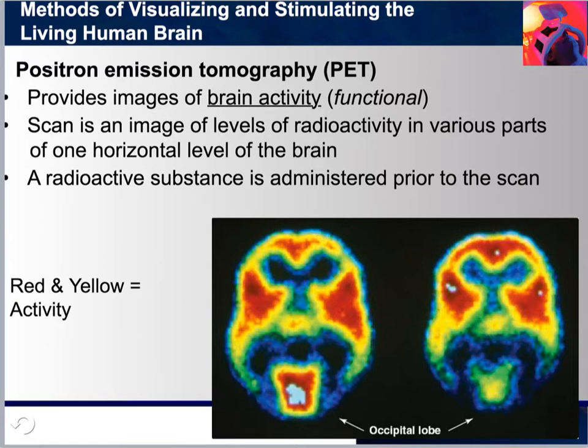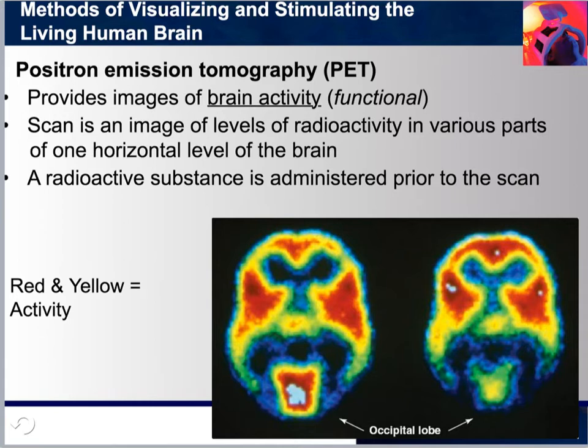deoxyglucose. This is injected into the patient's carotid artery. That's an artery of the neck that feeds the ipsilateral cerebral hemisphere. Because of its similarity to glucose, which cells consume at high rate, it is rapidly taken up by these active cells. And the reason why is because they are consuming energy.